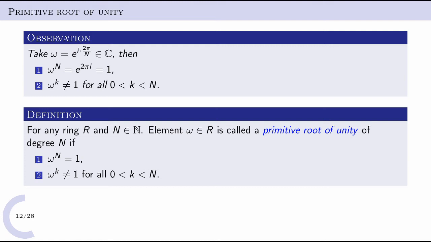And now, when we have the notion of a primitive root of unity, we can define the discrete Fourier transform in terms of the primitive root of unity. This way, we are free to use any ring of coefficients, not necessarily real or complex numbers. We are no longer limited to work with just complex numbers. We can work with any coefficient ring in which we can find a root of unity.